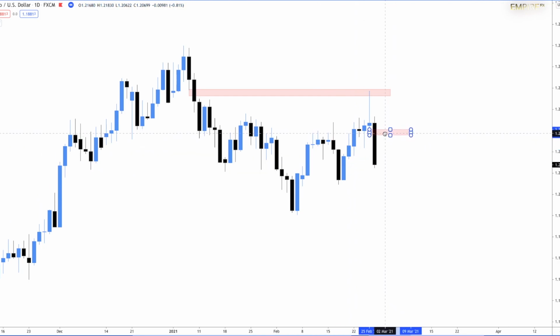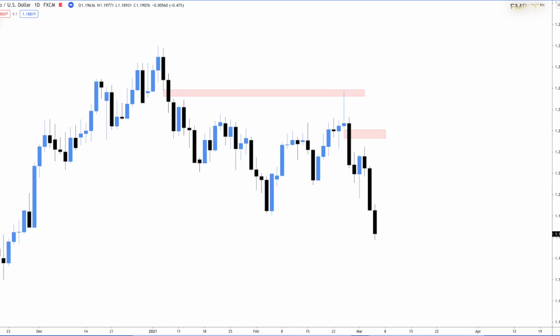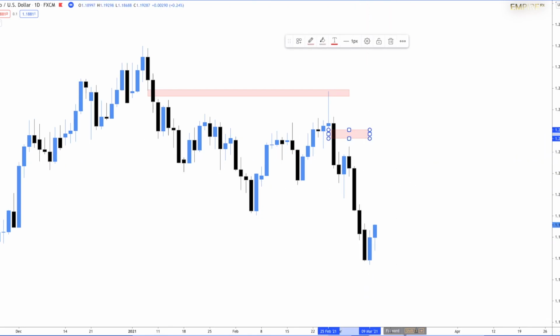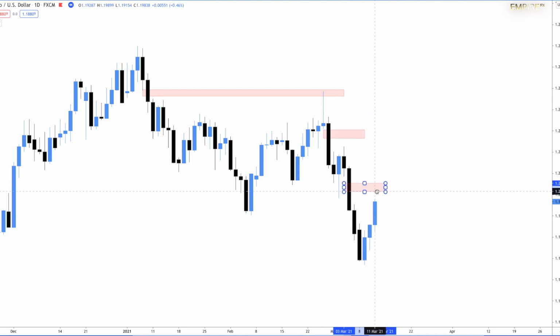We've got imbalance over here. Let's just see how it moves. Will it come up? It's still dropping down. We've got imbalance here. So imbalance will just get filled all the time. So you can use this all the time.